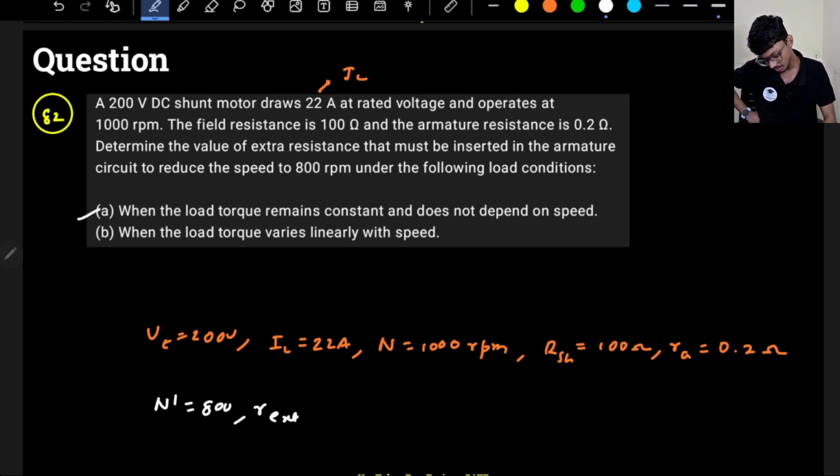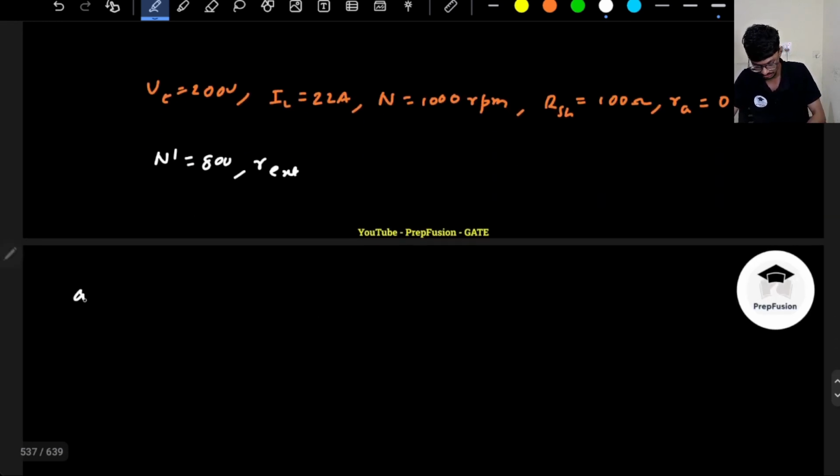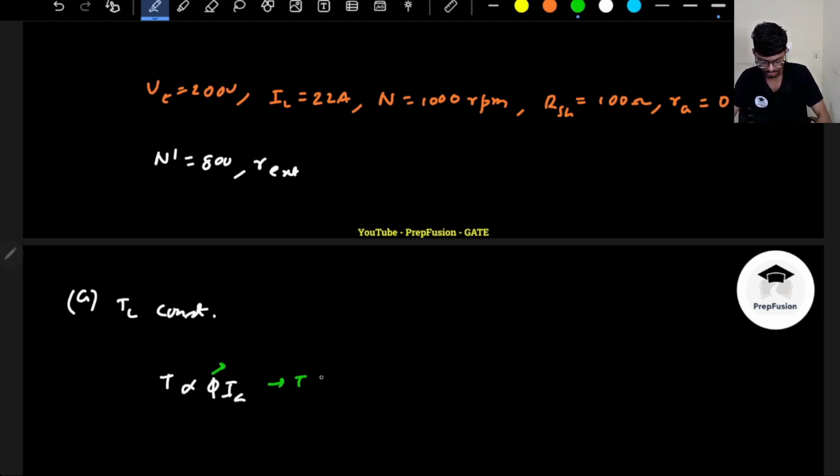The first case is when the load torque remains constant and does not depend on speed. So TL is constant, independent of speed. That means what? Torque is proportional to phi into Ia. In a shunt machine, phi is anyway constant, so torque is proportional to Ia. So if the load torque is constant, the current Ia will be constant. Ia will not change, right?